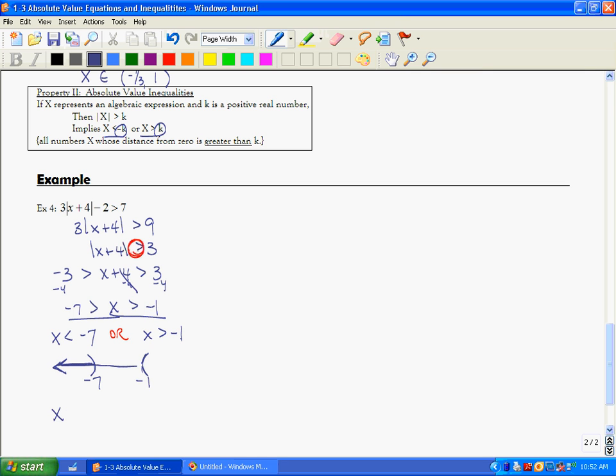If you do this in set or interval notation, x is an element of the set where it goes from negative infinity all the way up to negative 7, or, which is the U symbol if you're doing set notation, from negative 1 up to infinity.